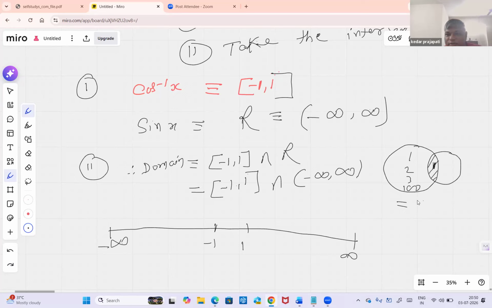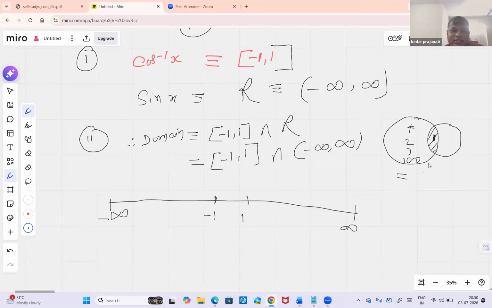Getting or not? Yes, sir. So in one bag, numbers are 1 to 100. In another bag, number is 1 only. So in the common, what will come? Only 1 will be common. So this will not be here, it will be here. Correct? So in a similar way, you have all the real numbers, -infinity to infinity. And if you find common between these two, only this will be common.